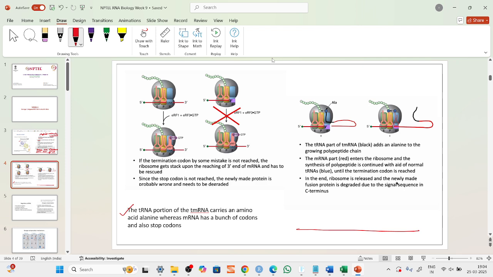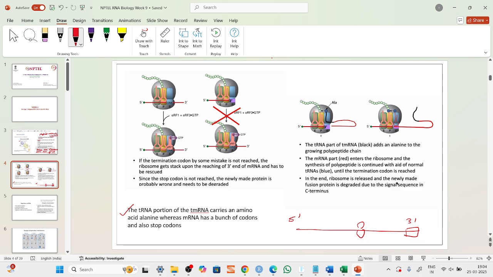The second situation can be that, suppose this is the ribosome and the termination codon is somewhere here, but the ribosome couldn't reach the termination codon. This is the 5' end and this is the 3' end. Towards the 3' end, the ribosome has got stuck. Now it cannot go further and it cannot reach the termination codon. So in this case, this ribosome has to be rescued.